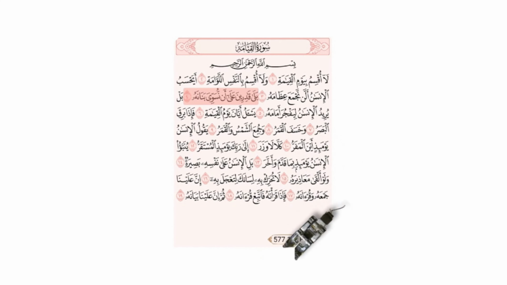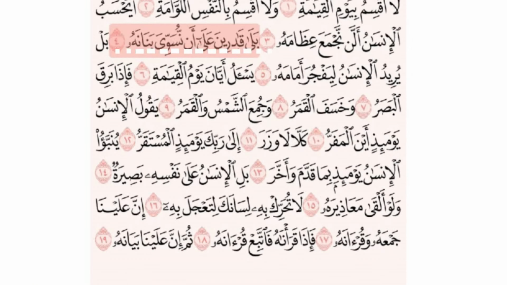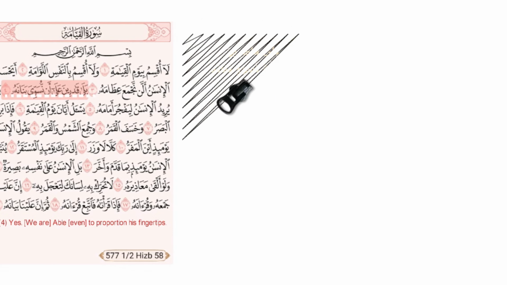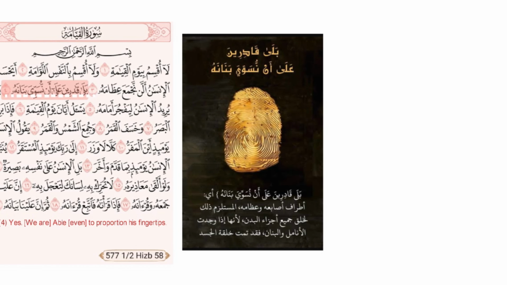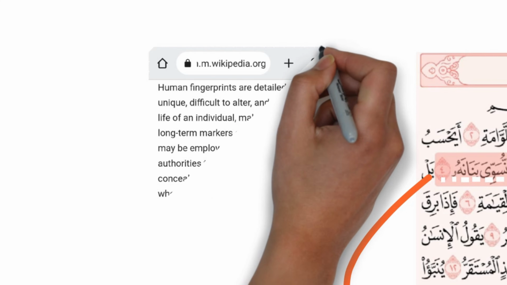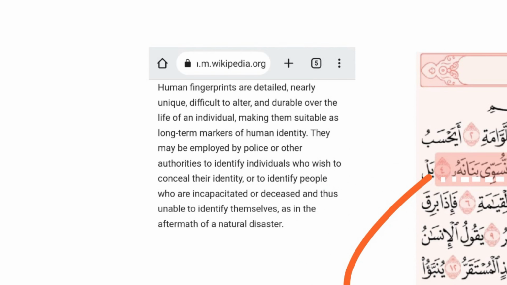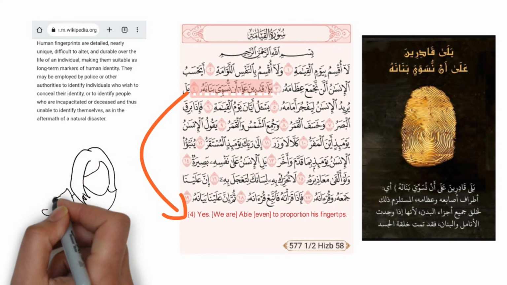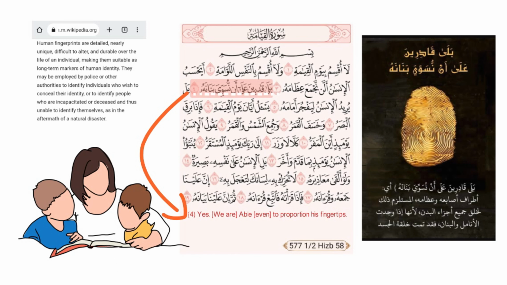Our quote today says yes, we are able even to do it. The fingertips have in fact what is called the fingerprints, as you can see right here. They are really very unique and very hard to replicate. And Wikipedia also supports this, you can read it. I know there is a lot in this page here to read, but gather your family and try to figure them out by yourself.